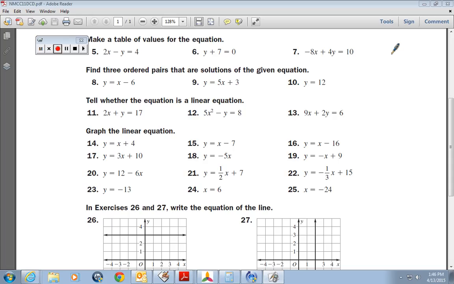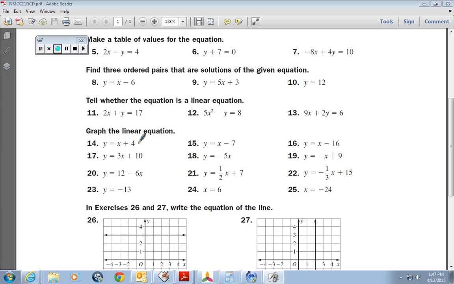Okay? So, every teacher is different. Some teachers may require you to pick 5 numbers. Some teachers may only require you to pick 2. I always ask that you pick 3. And the directions for this one say pick 3 too. Because once you can get 3 dots on a grid, you can tell whether or not that's a line and what direction it's going. So on number 8, we're going to pick 3 values for x. I'm going to plug those in: 0, 1, and 2. What that means is I'm going to solve this equation 3 times.